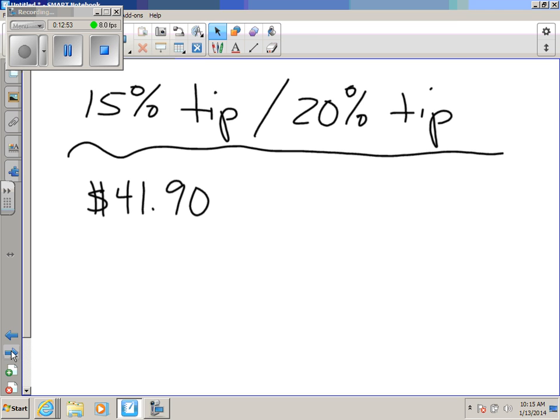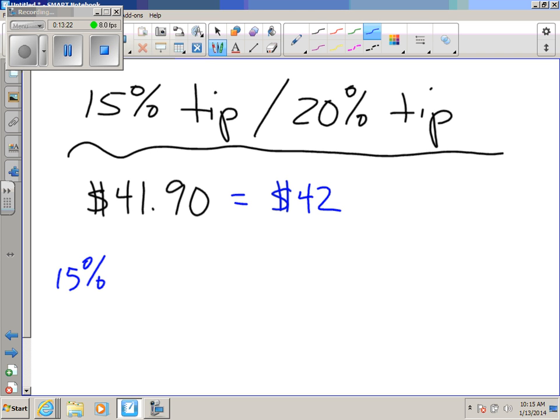Well, the first thing you want to do is you want to estimate the amount of your bill. You would say that $41.90 is about how much? Let's use 42. Okay. So we're going to estimate a 15% and a 20% tip on a $42 bill. Now, what you want to do is we want to break these up. So let's take a look at the 15% tip first.